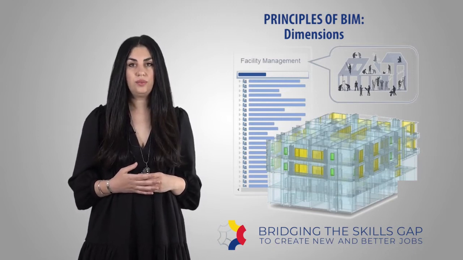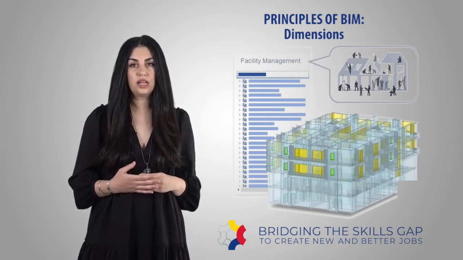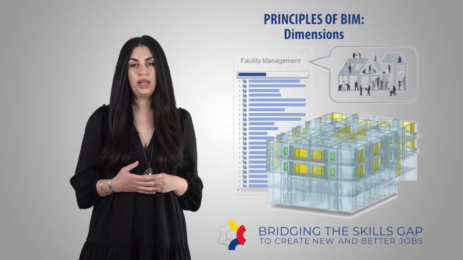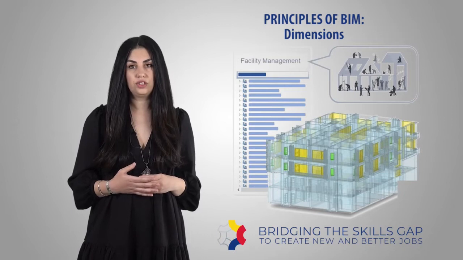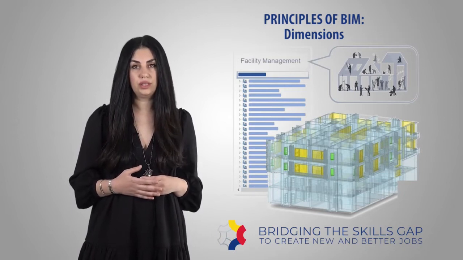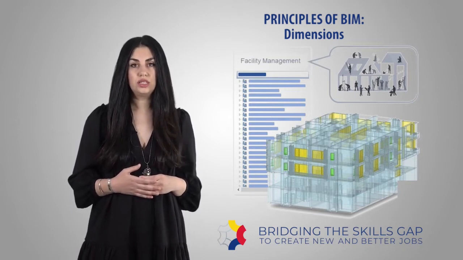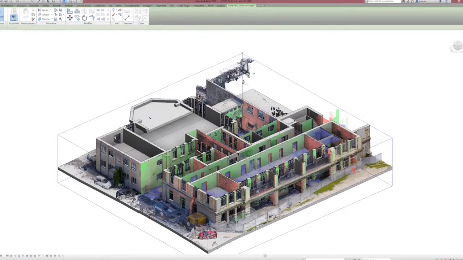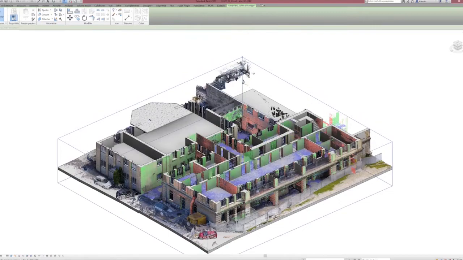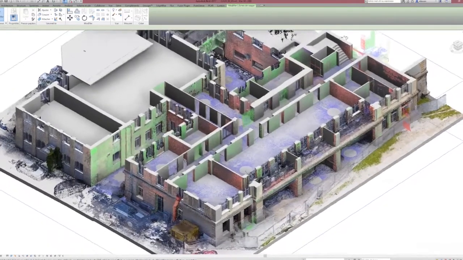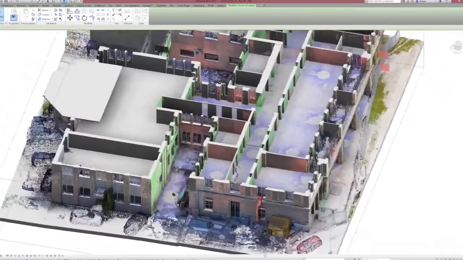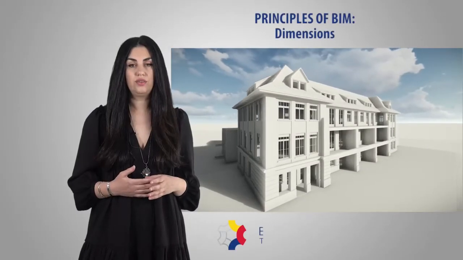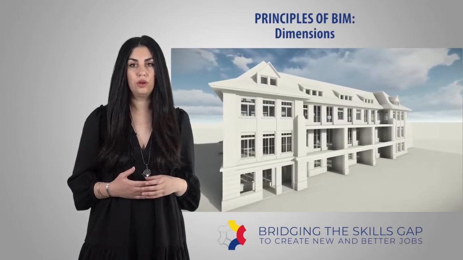Regarding the last two dimensions, there's still some discussion about it. You may see that 6D may also contain the data of energy analysis and facility management. All those dimensions define the goal and the use of BIM. It's really important to define and decide which one you are going to use before starting a project, and it will provide the level of detail and information required in the BIM model.